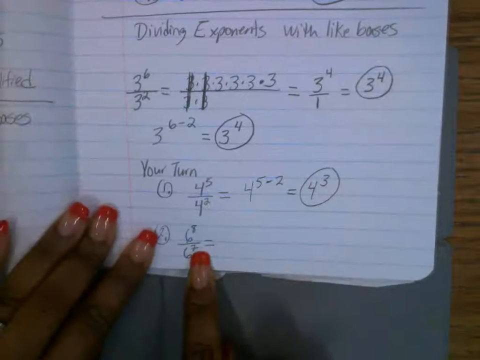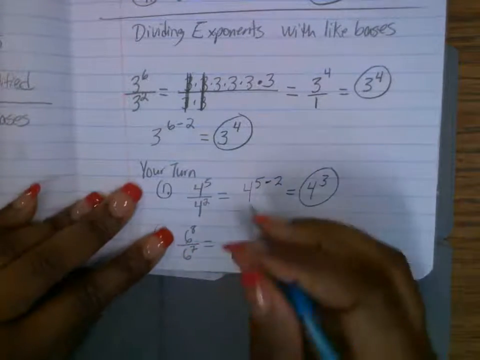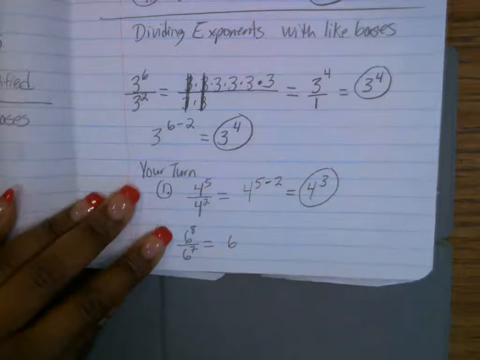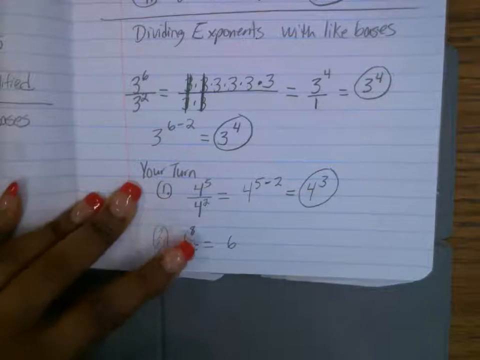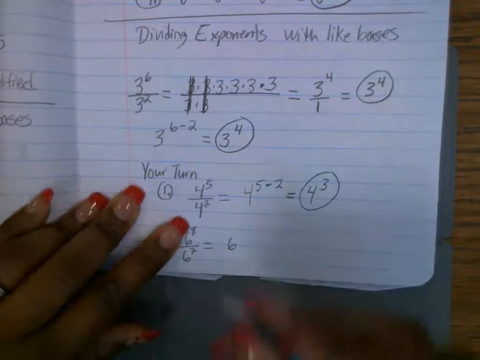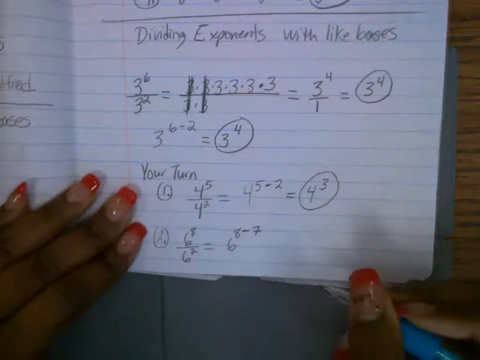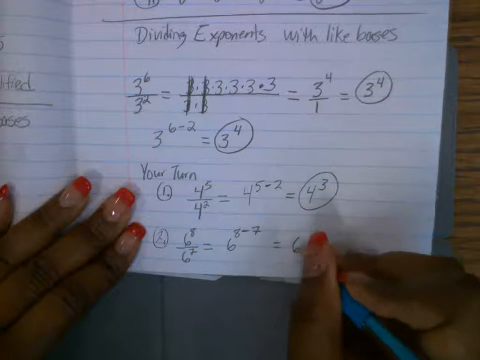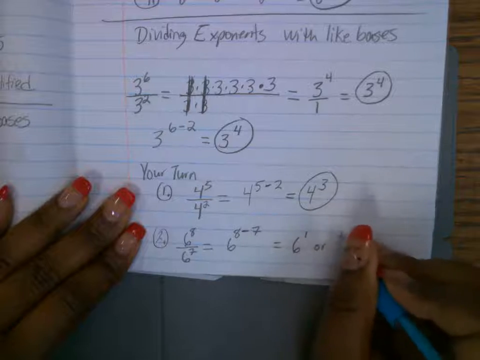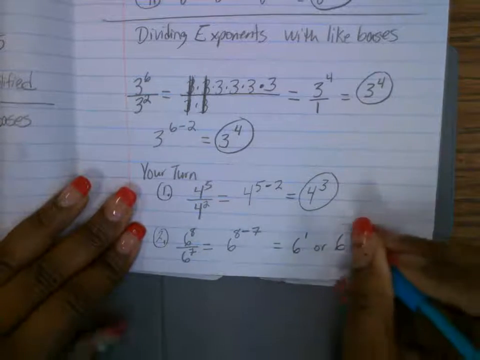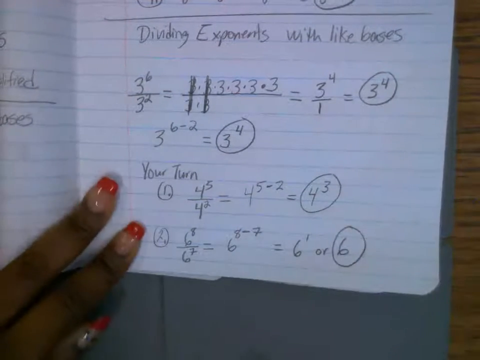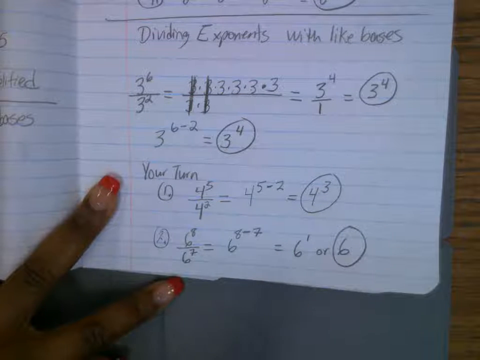Let's do number 2. The bases are alike. 6 is the base. I'm going to subtract the exponents. 8 is on top minus 7. So this gives me 6 to the 1st power, or just 6. Any questions about how I did those?